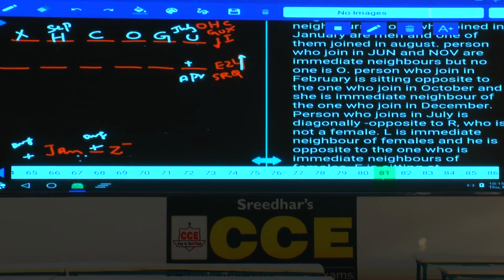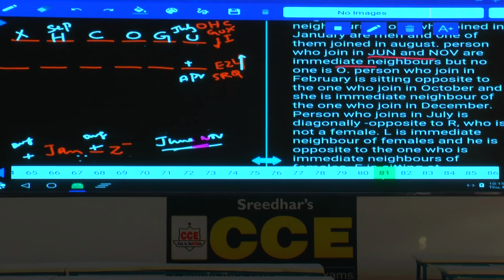Next one, the person who joined in June and November are immediate neighbors, but no one is O. Hence, tell me where should this June and November be? Must be in row 2 only, isn't it? Because June and November cannot be O, hence adjacent to O is not possible. Either it should be C or G.